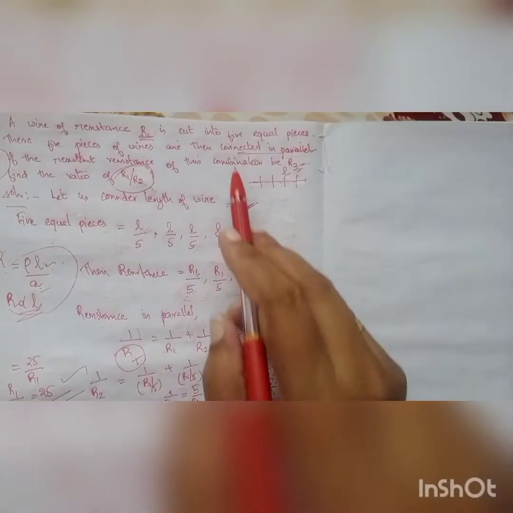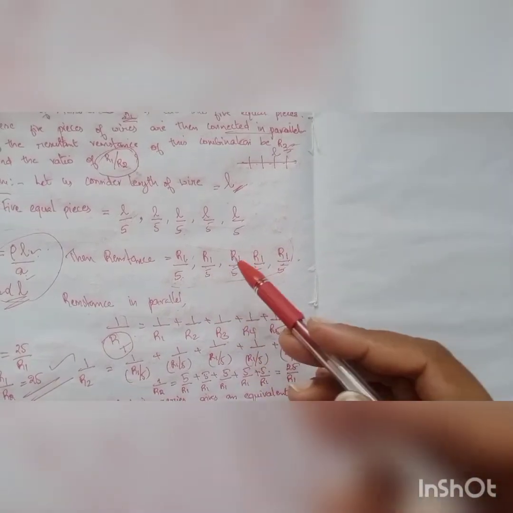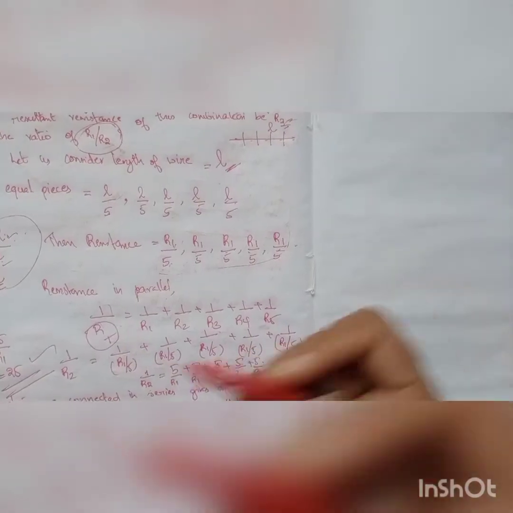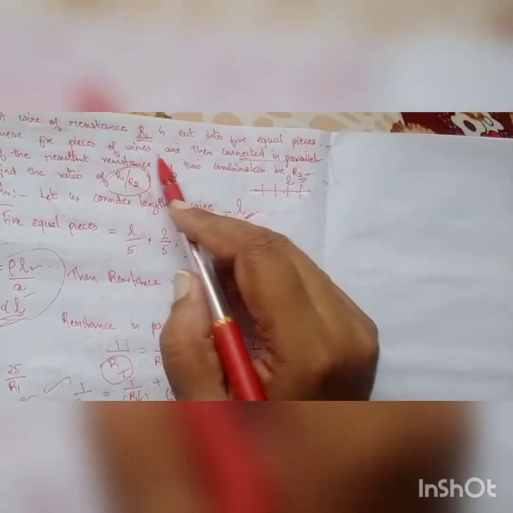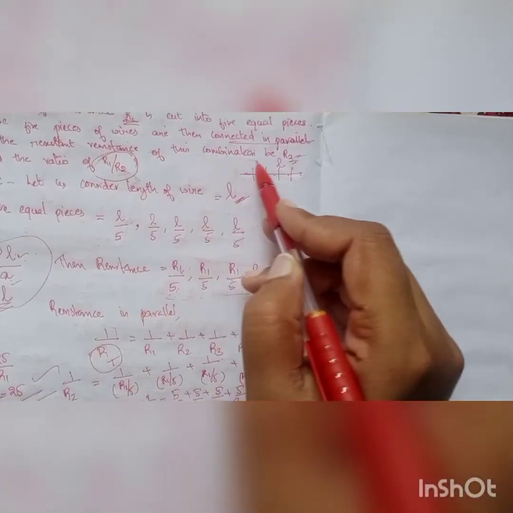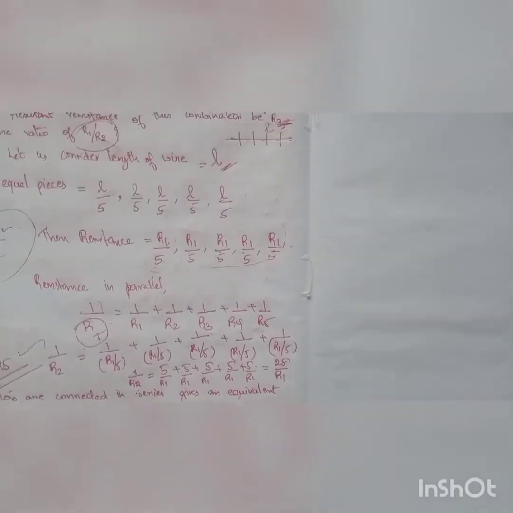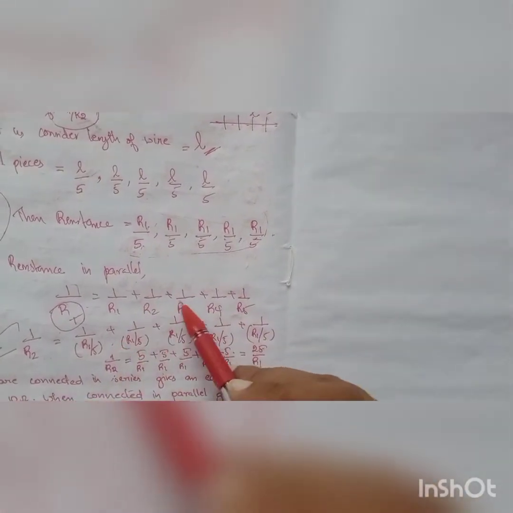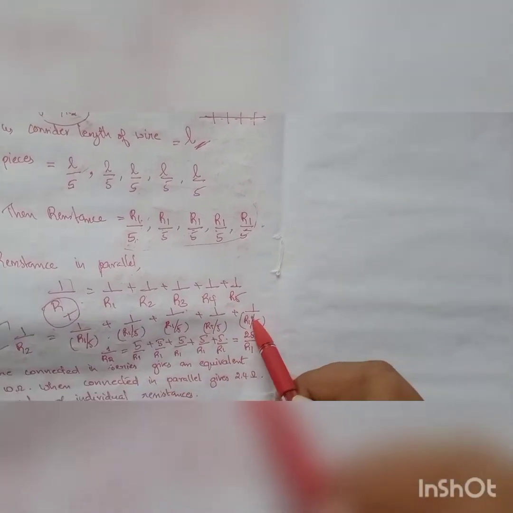They have given that they are connected in parallel. So we know the equation is 1 by RT is 1 by R1 plus 1 by R2 plus 1 by R3 plus 1 by R4 plus 1 by R5, since we have 5 resistances here. So how can I write 1 by R2? Because it is given that the resultant resistance of this combination is R2. So instead of RT, I have written 1 by R2. And all the values of resistance are the same, R1 by 5 each.